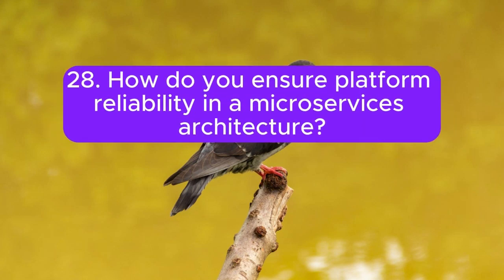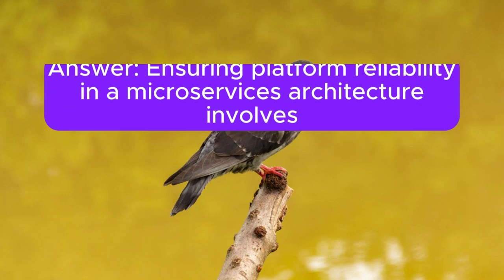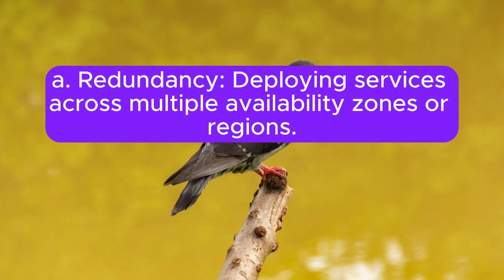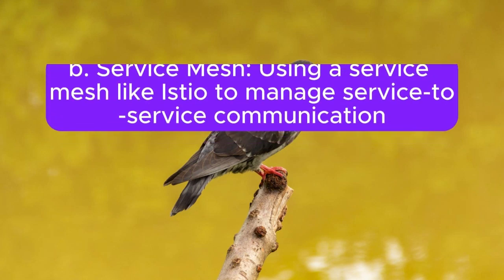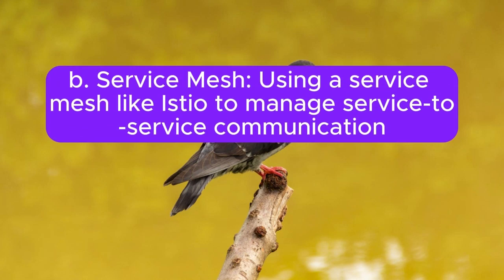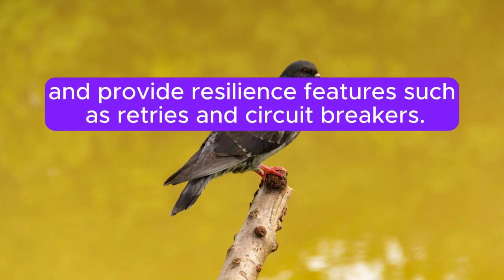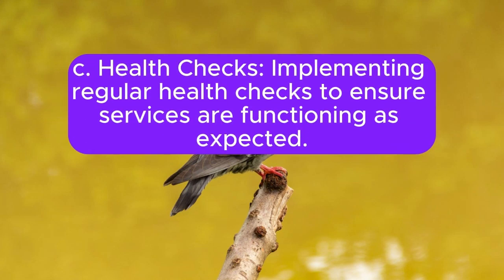28. How do you ensure platform reliability in a microservices architecture? Answer: Ensuring platform reliability in microservices architecture involves: A. Redundancy. Deploying services across multiple availability zones or regions. B. Service mesh. Using a service mesh like Istio to manage service-to-service communication and provide resilience features such as retries and circuit breakers. C. Health checks.